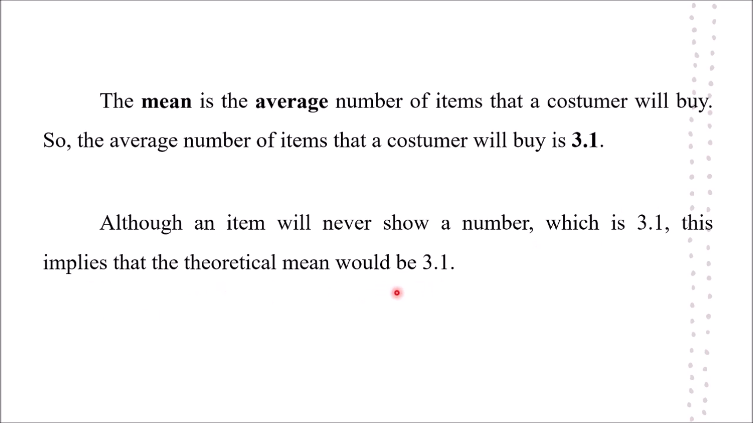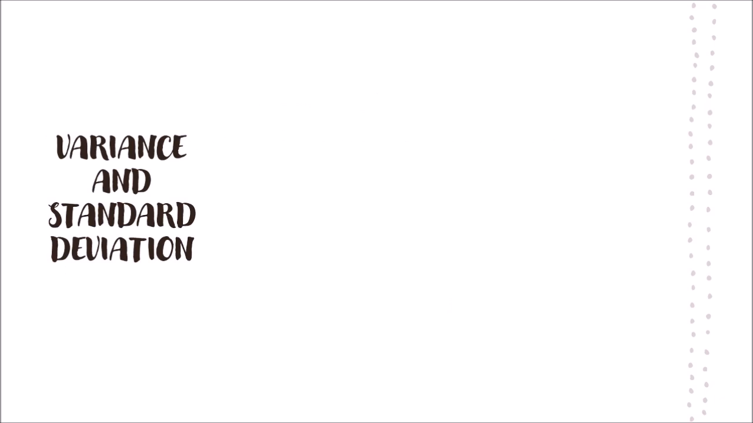So it is just giving you the idea that most probably the average number of items that a customer will buy is more likely to be 3 items. Now let's talk about variance and standard deviation.